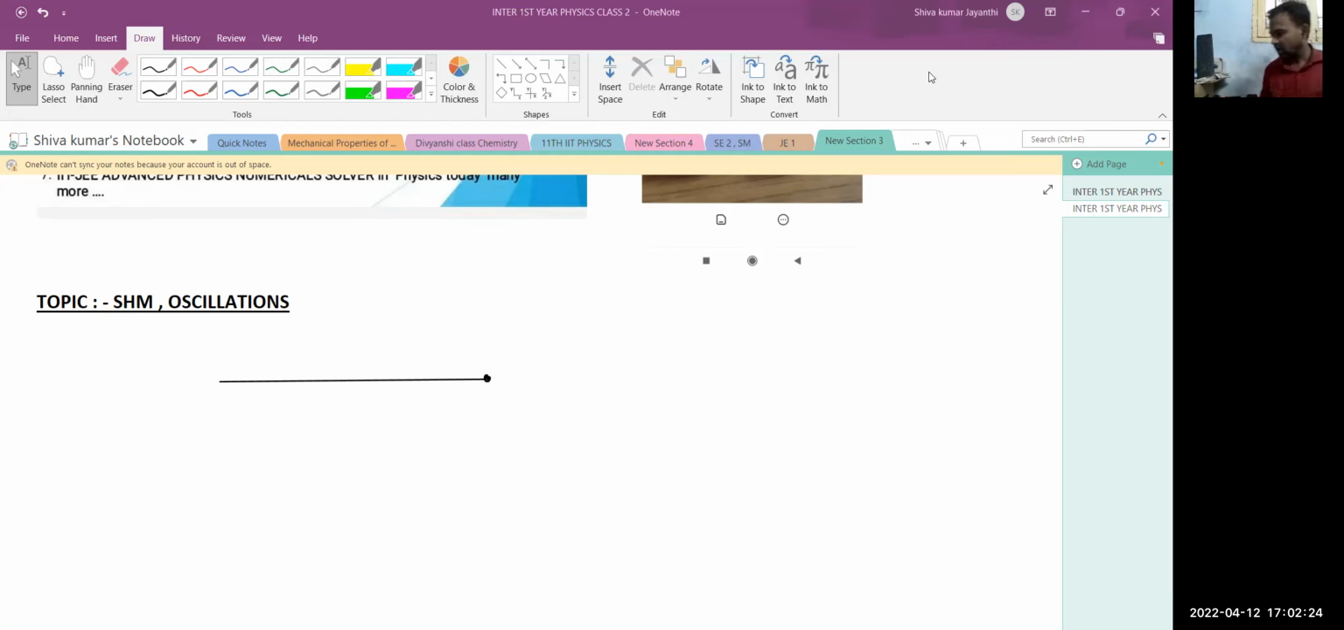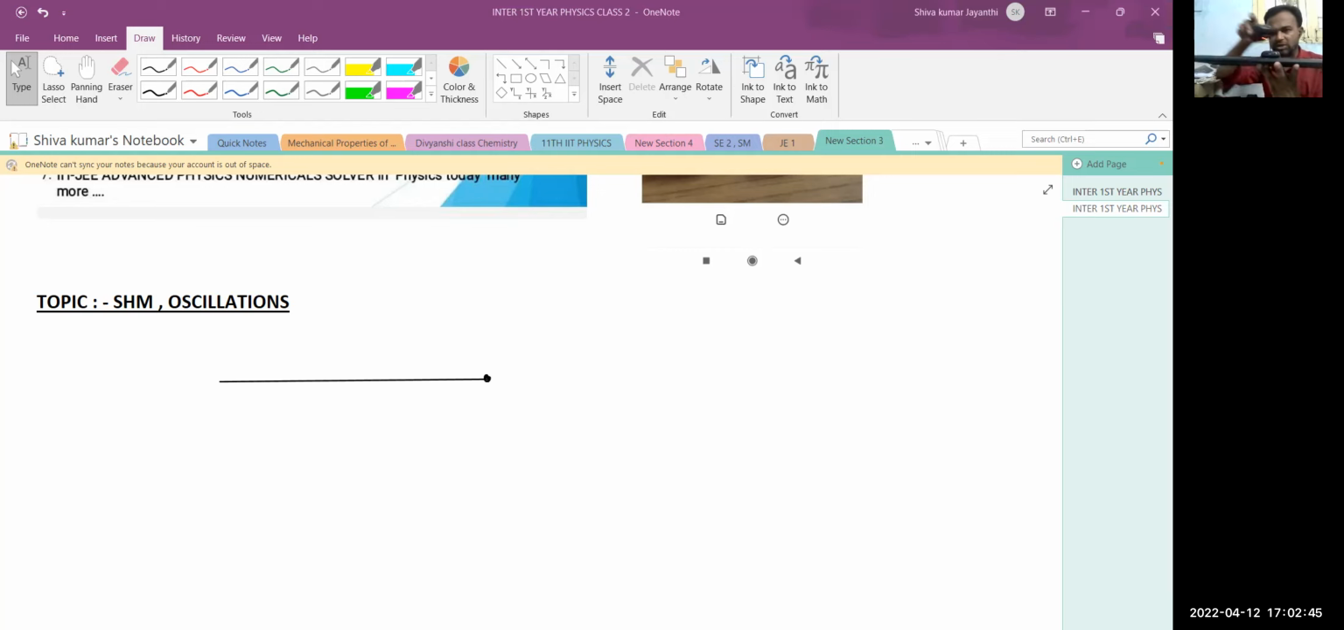Now see, there are two types of oscillations. X-axis oscillation is taking place. Along the x-axis, a body is oscillating. This is the mean position. This cell phone is the mean position. Can you see that? Mean position is rest.